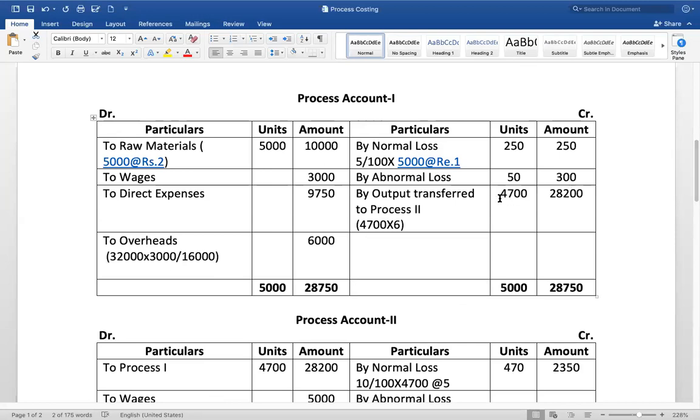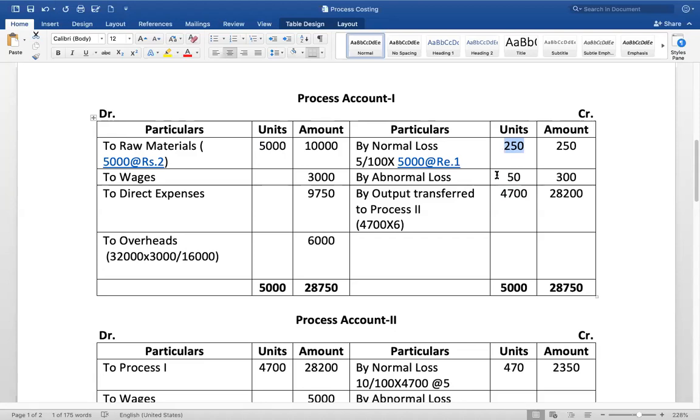I'm taking here 4,700. I've taken here normal loss. I've taken here the output. Okay. And input is 5,000. Look at this, I've taken this here as total. Then the same total I'm taking here. This is the input. And I'm having an account of 4,700 and 250. 4,950 is visible to me. It's clear. But there is something unclear which I'm not able to trace.